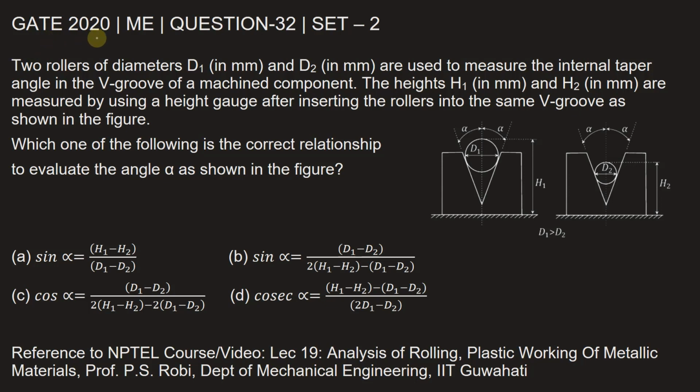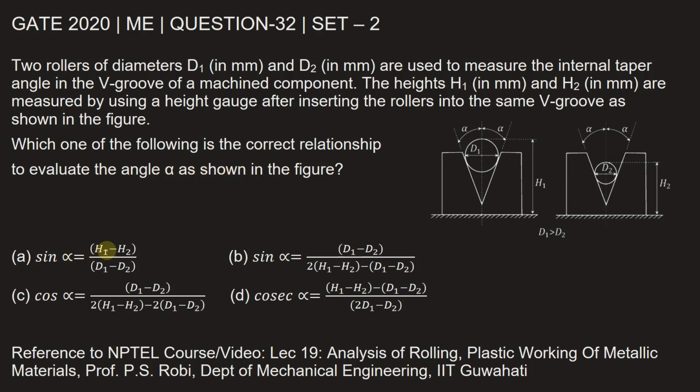This question is from GATE 2020 Mechanical Engineering paper set 2, question number 32. Two rollers of diameters D1 in millimeter and D2 in millimeter are used to measure the internal taper angle in a V groove of a machined component. The heights H1 in millimeter and H2 in millimeter are measured by using a height gauge after inserting the rollers into the same V groove as shown in the figure. Which one of the following is the correct relationship to evaluate the angle alpha as shown in the figure?